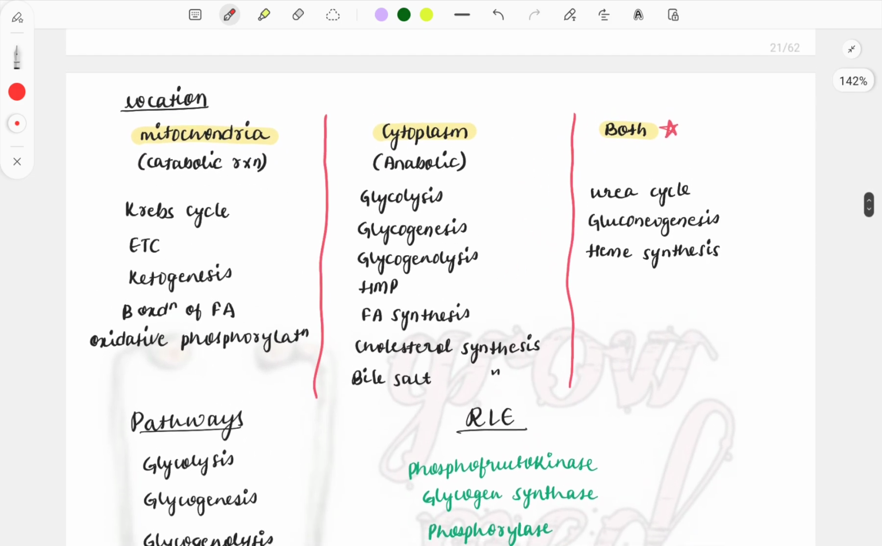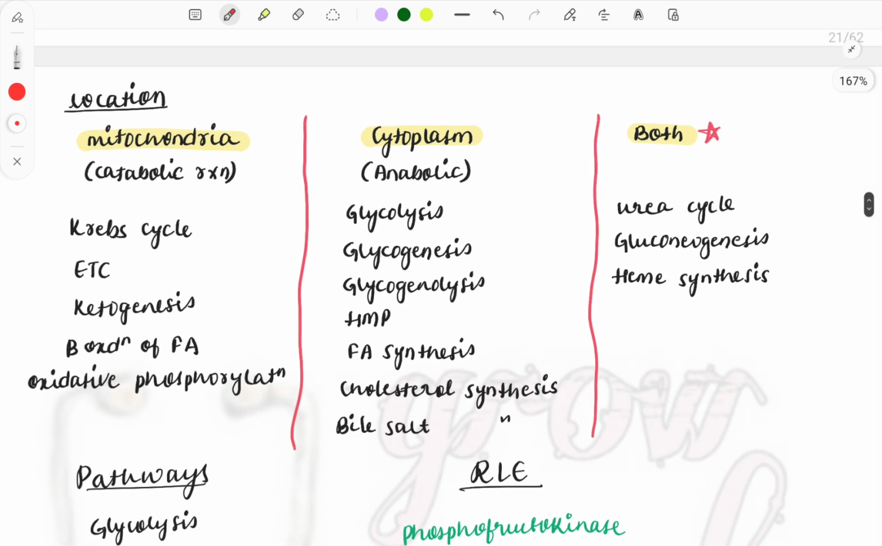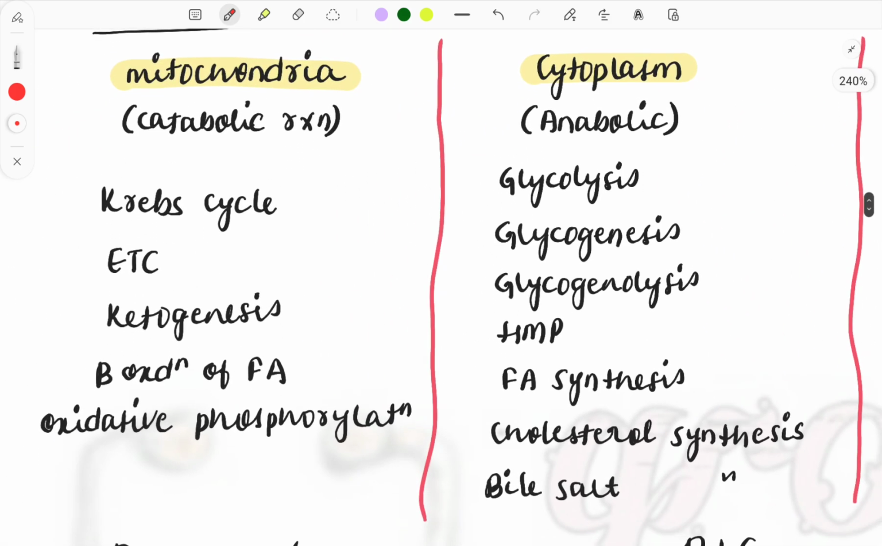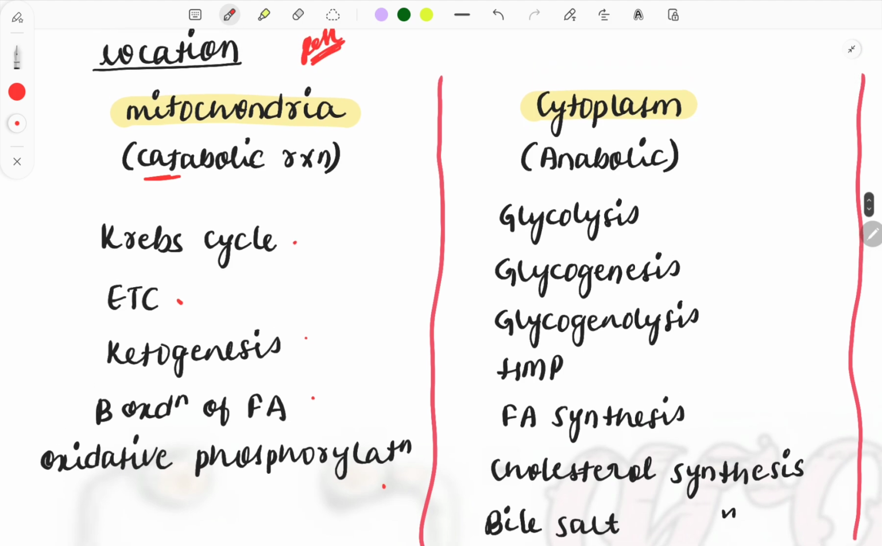Then moving on to another important thing from biochem, that is the location of the various pathways. This is important, and they can describe any of the pathways and ask where it is occurring. So let's look at it. Mitochondria: Krebs cycle, electron transport chain, ketogenesis, beta oxidation of fatty acids, and oxidative phosphorylation. So all the catabolic reactions, in which there is breakdown of energy, will be occurring in the mitochondria.